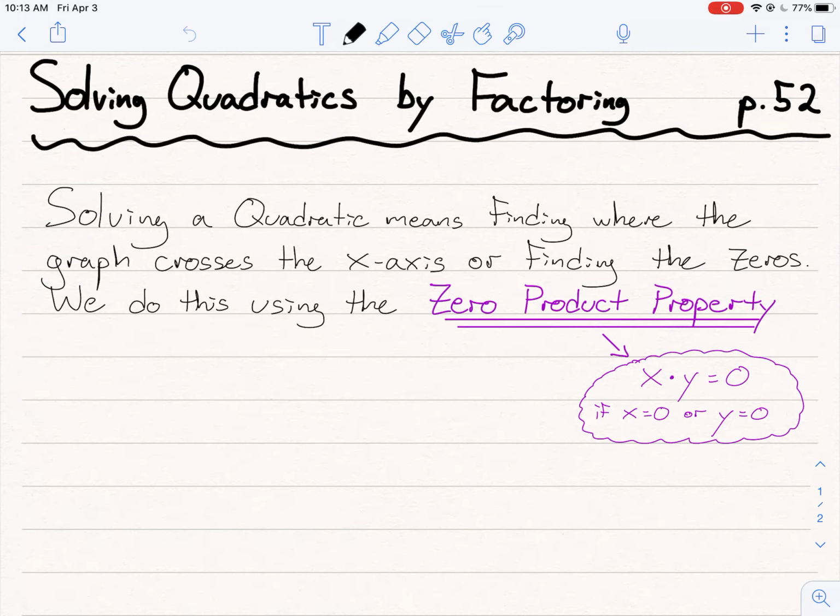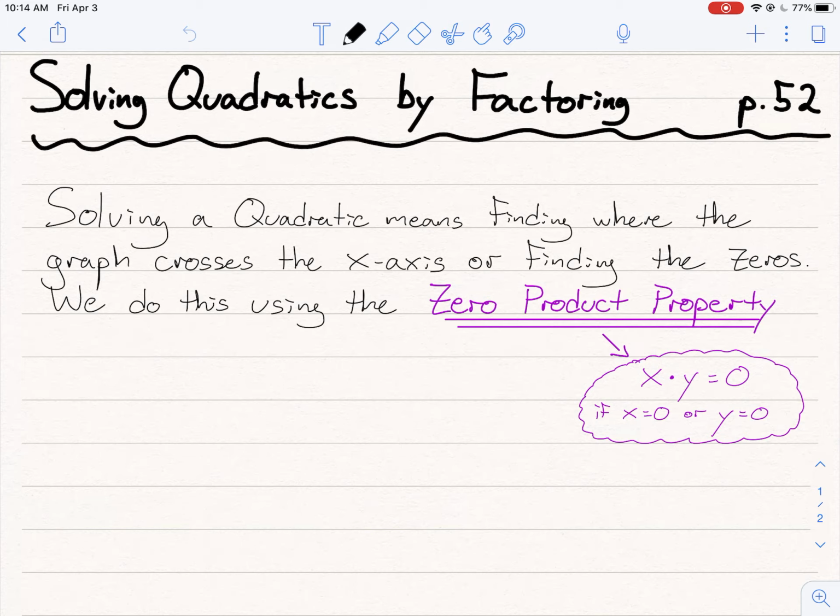Hey y'all. So moving into our next unit, we are going to start talking about quadratics. And to start with quadratics, we want to talk about solving those. The first method that we're going to cover is solving quadratics by factoring. Now, in our previous unit, we covered factoring.